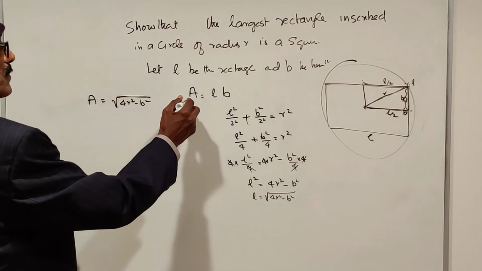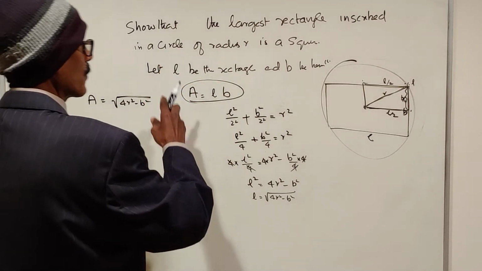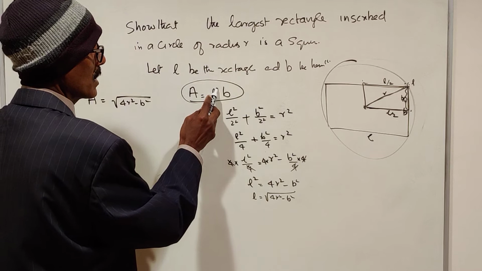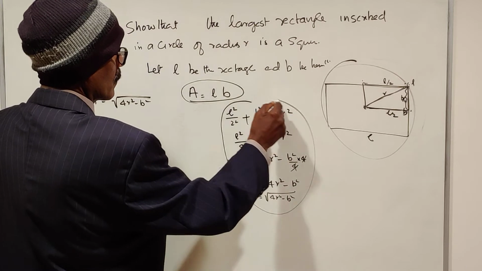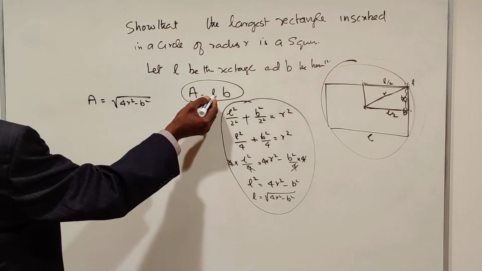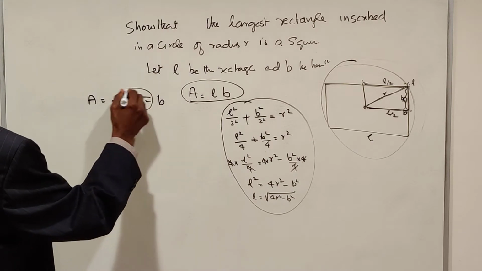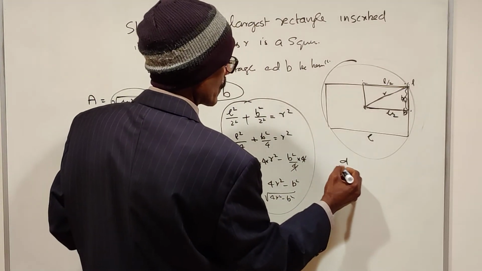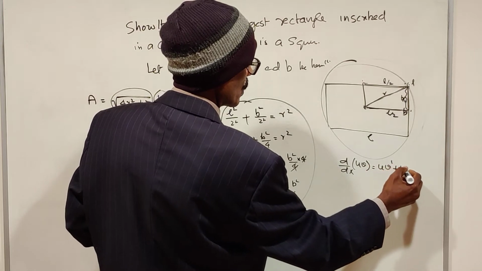See why we cannot differentiate here. Because there are three variables here, A, L, B. We cannot differentiate, so you need to convert L into B. That is why we take this condition from the figure. So A is equal to B into square root of 4R square minus B square. Here there are two functions, so you need to apply the product rule. d by dx of uv equals u into derivative of v plus v into derivative of u.